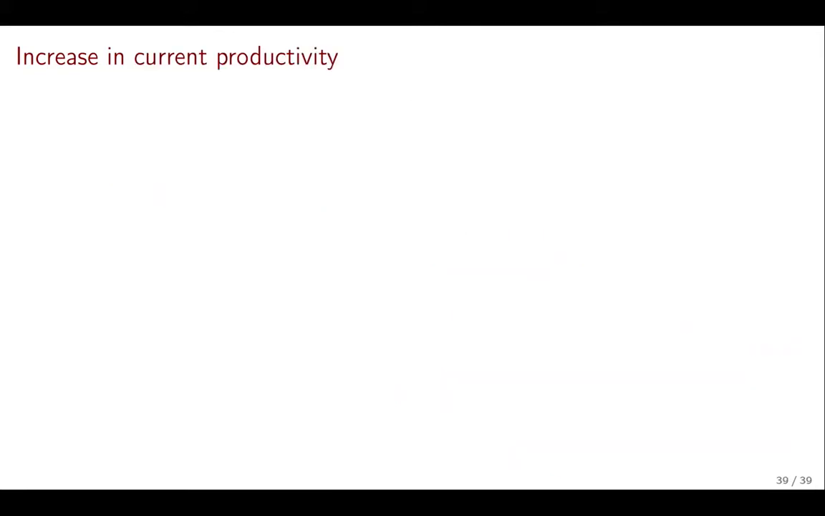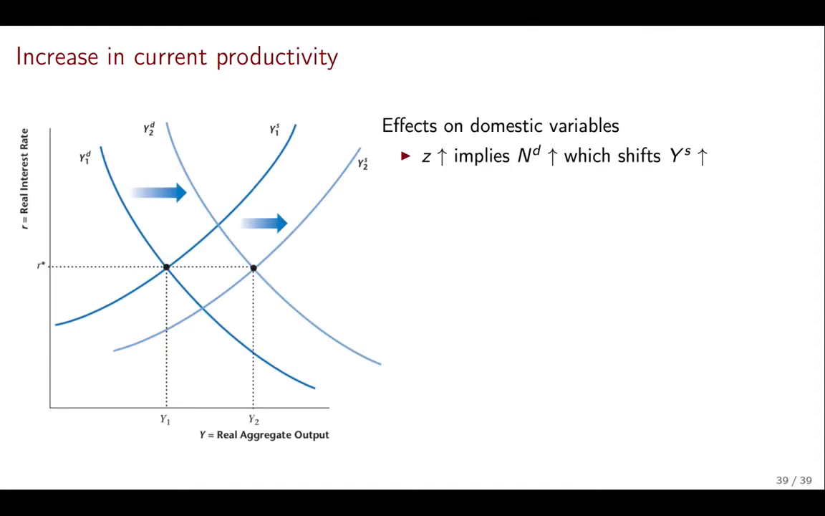Now the last one we have is an increase in current productivity. Now, as before, we need to see what's going to happen to output supply. Similarly to before, the output supply is going to expand, is going to shift outwards, but now the reason is a bit different. As productivity increases, there is higher demand for labor, which shifts output supply up for any interest rate. Now, the outcome of this is that at the same interest rate that we had before, output goes up.